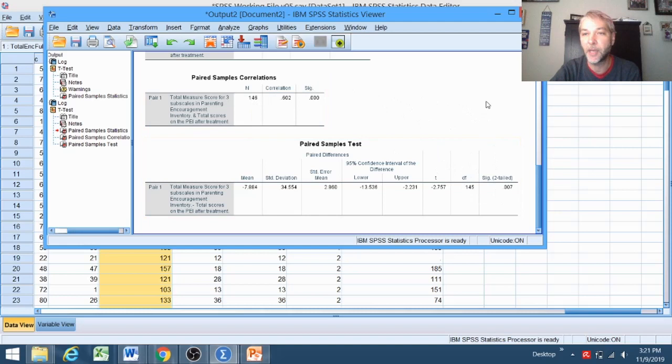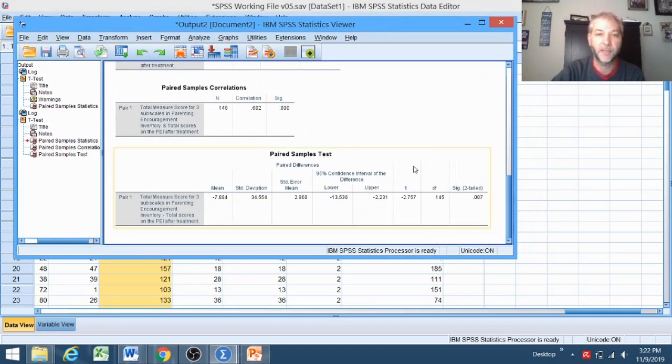Then you can see we have our significance value, our p-value here of 0.007. And again, if we were using an alpha level of 0.005 to determine and report significance, we can clearly see that yes, in fact, this difference is statistically significant.